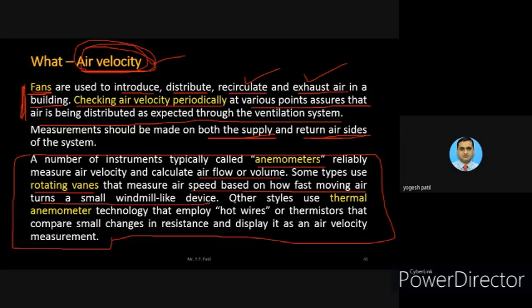Another type of measurement is the thermal anemometer. This technology employs hot wires or thermistors. The basic sensor is a thermistor or hot wire, and it becomes a thermal anemometer. It compares small changes in resistance and displays it as an air velocity measurement. So a small change in temperature changes the resistance, and that change in resistance is converted into temperature and displayed as an air velocity measurement. So this is air velocity.